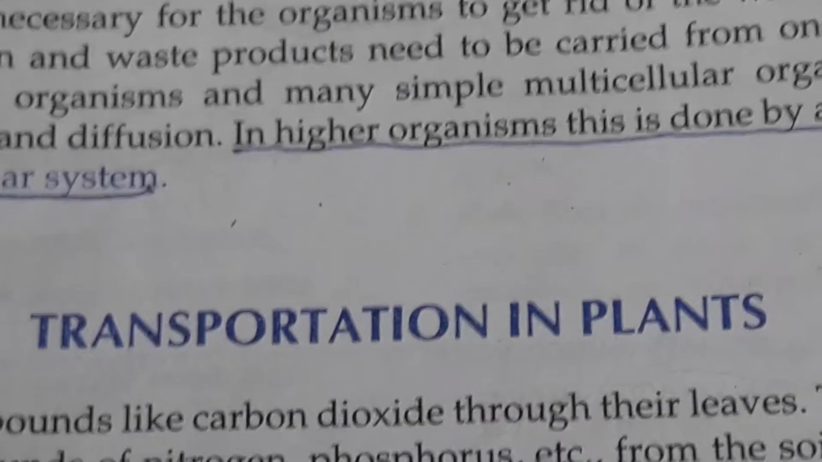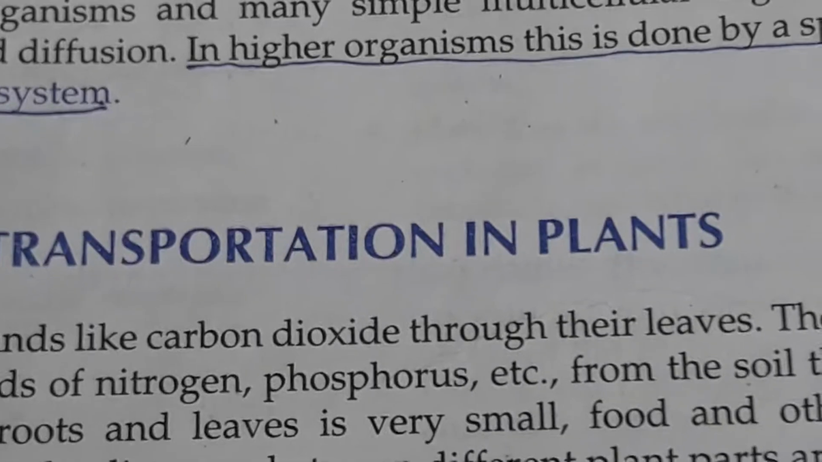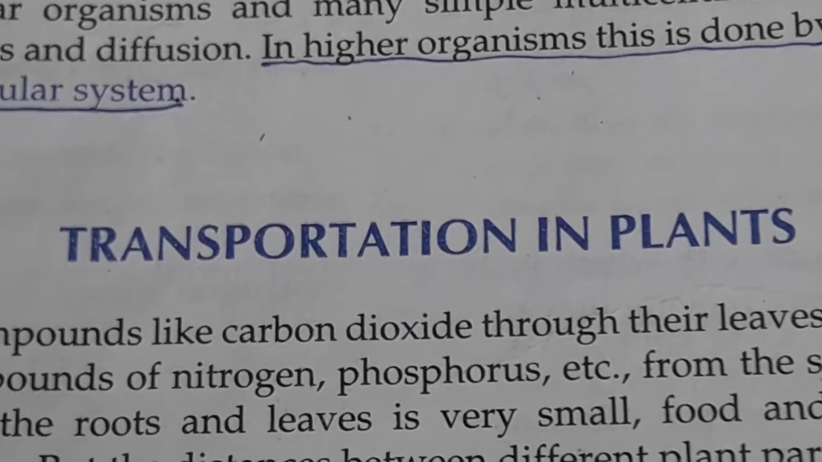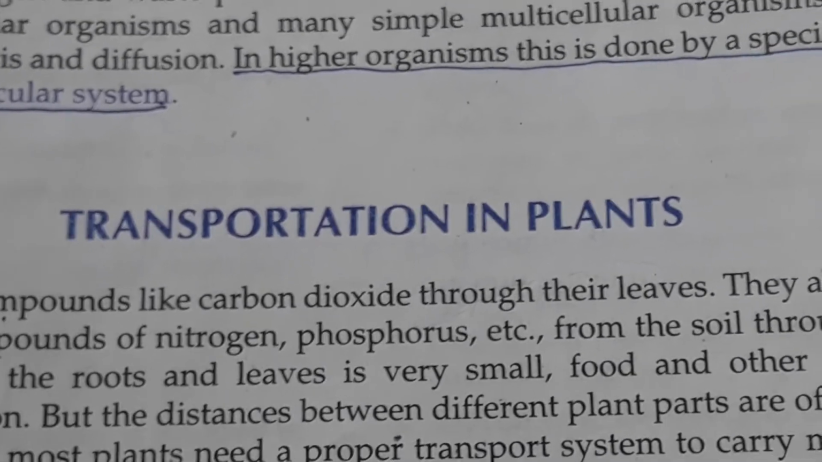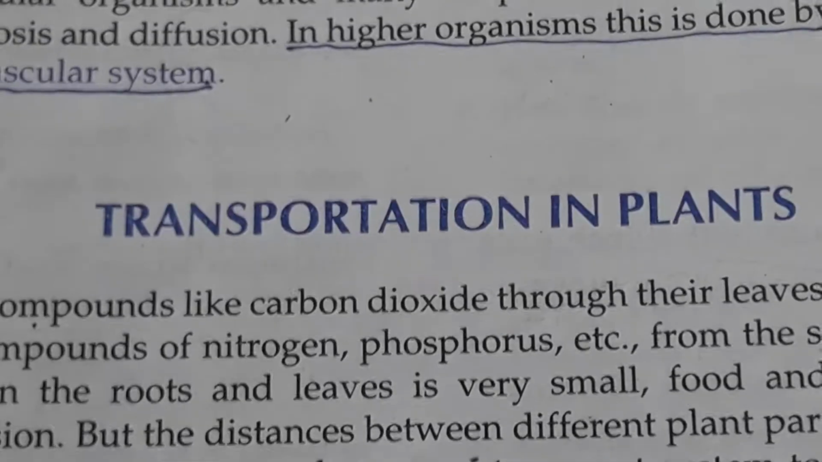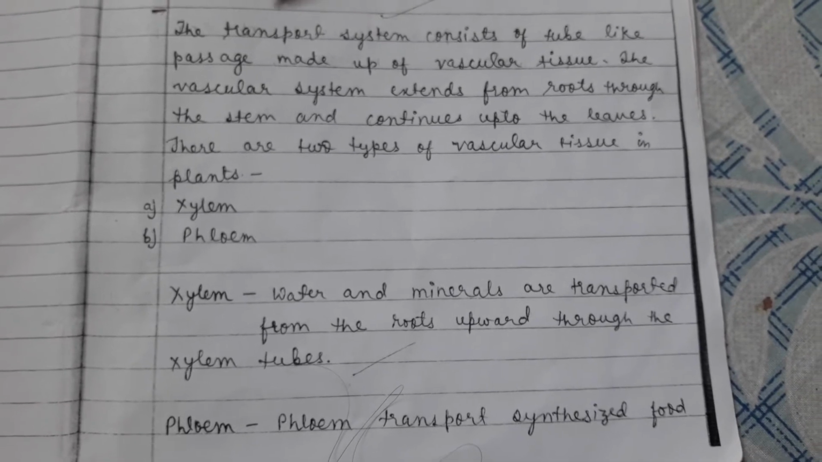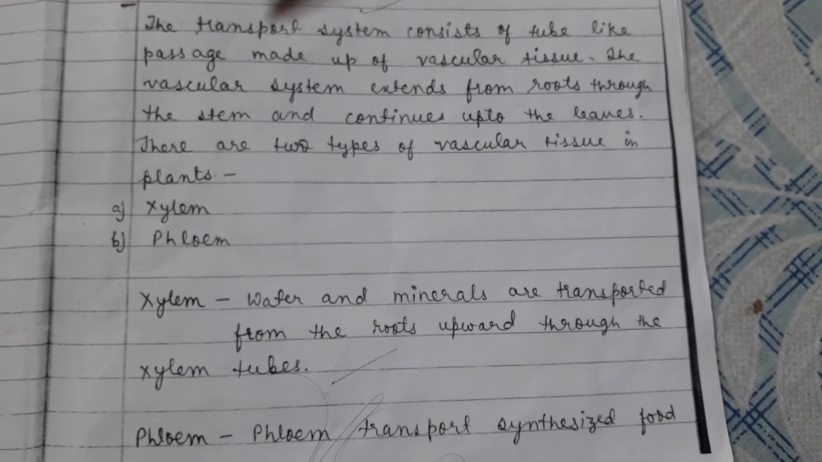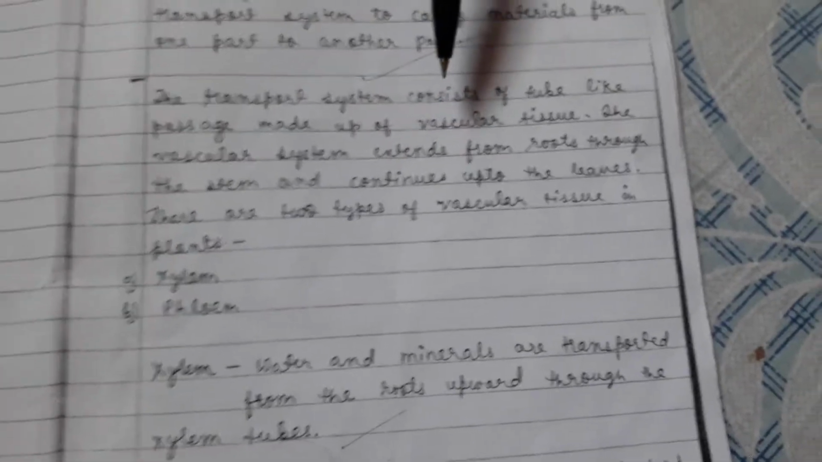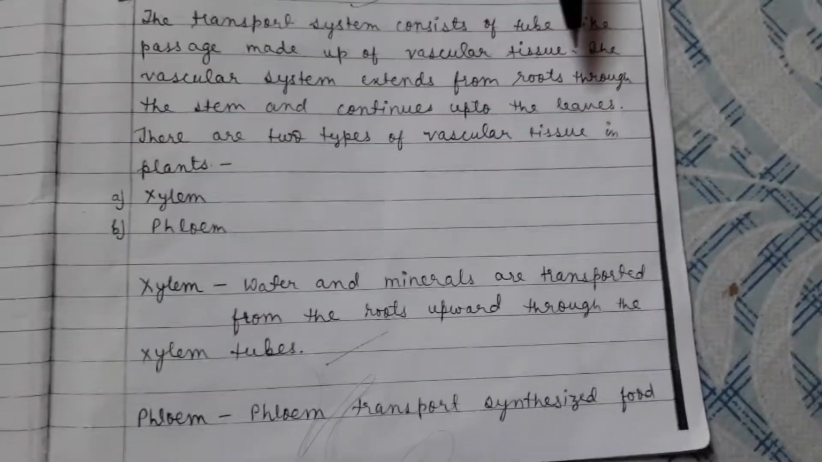Students, today I will discuss transportation in plants. Actually, how transportation of water and food takes place in plants. In plants, the transport system consists of tube-like passages made up of vascular tissue, and the vascular system extends from the root through the stems and continues up to the leaves.